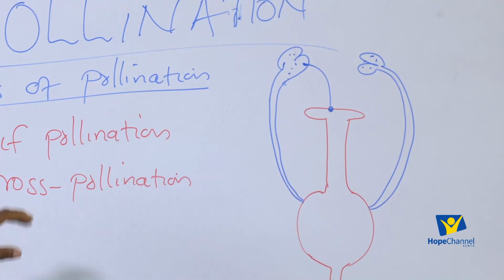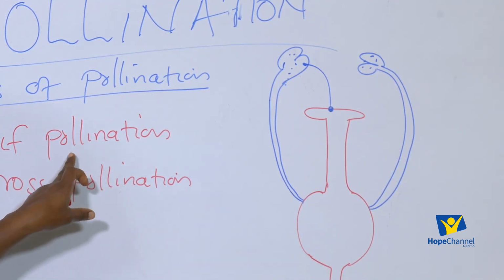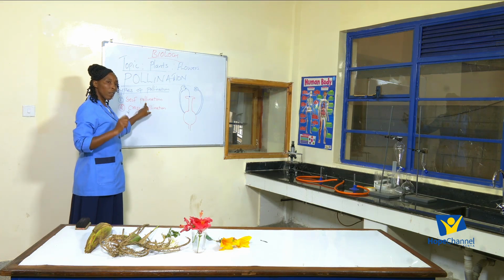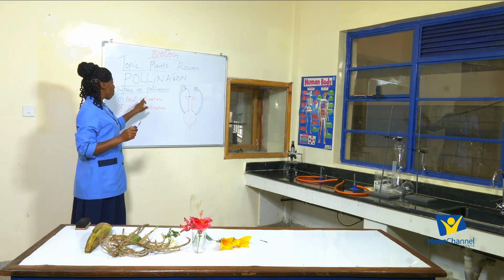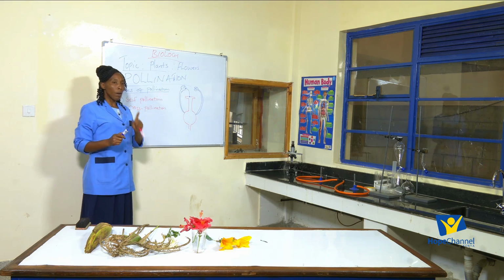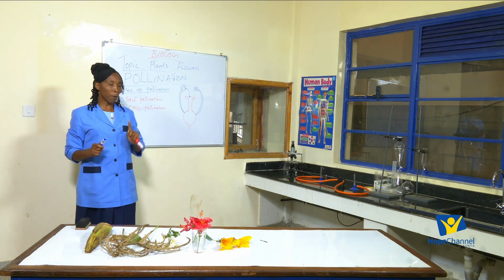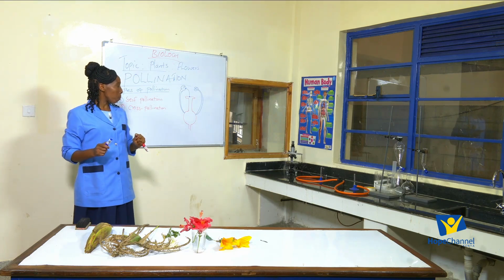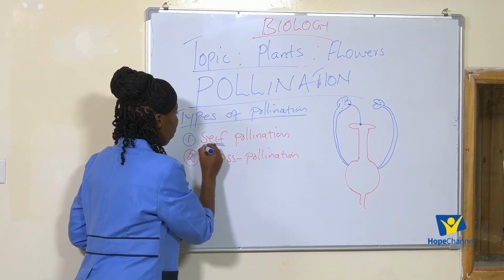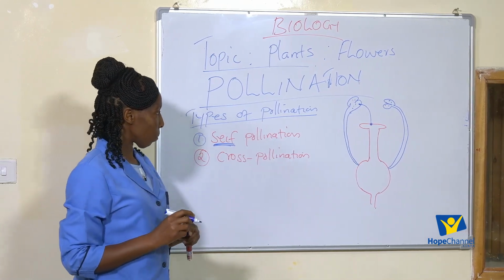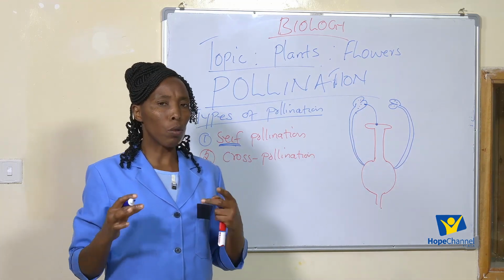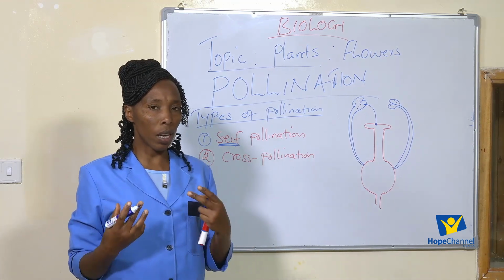So when we talk about self-pollination, it refers to the process of transferring the pollen grains from the anthers to the stigma of the same flower. From the anthers to the stigma of the same flower. So that is what we refer to as self-pollination. I believe at this point, you are trying to picture what we refer to as self-pollination.